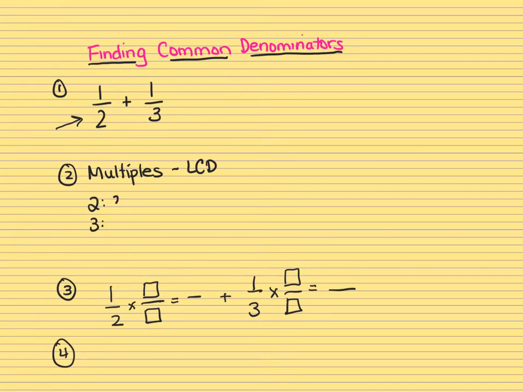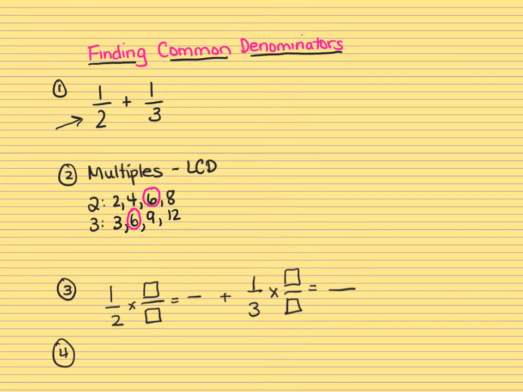So the multiples of 2 are 2, 4, 6, 8. 3 is 3, 6, 9, 12. Which one is the lowest number that they share? You should be seeing 6 right away. They share 12, but you want the lowest one, so go with 6.